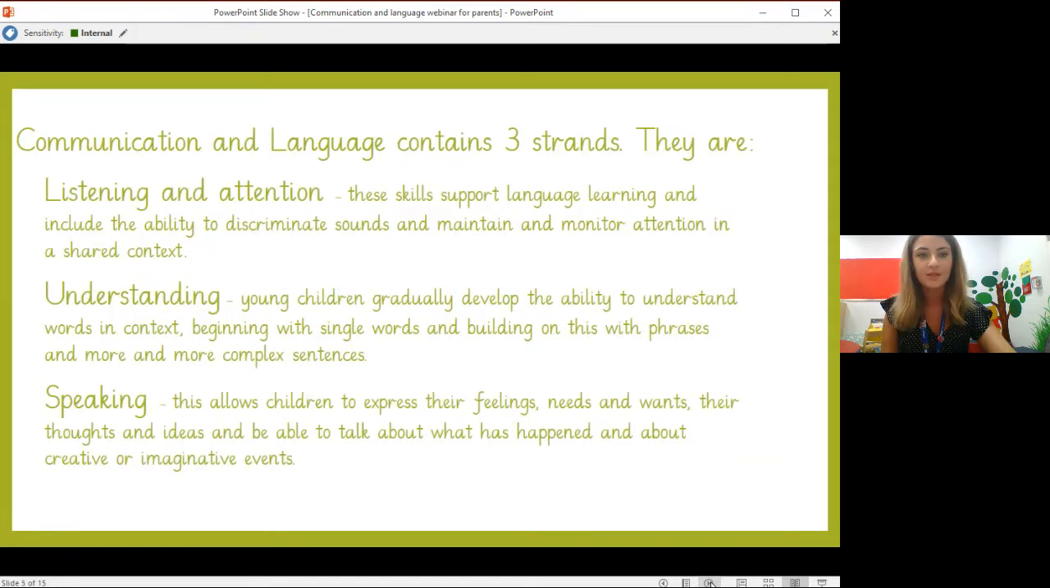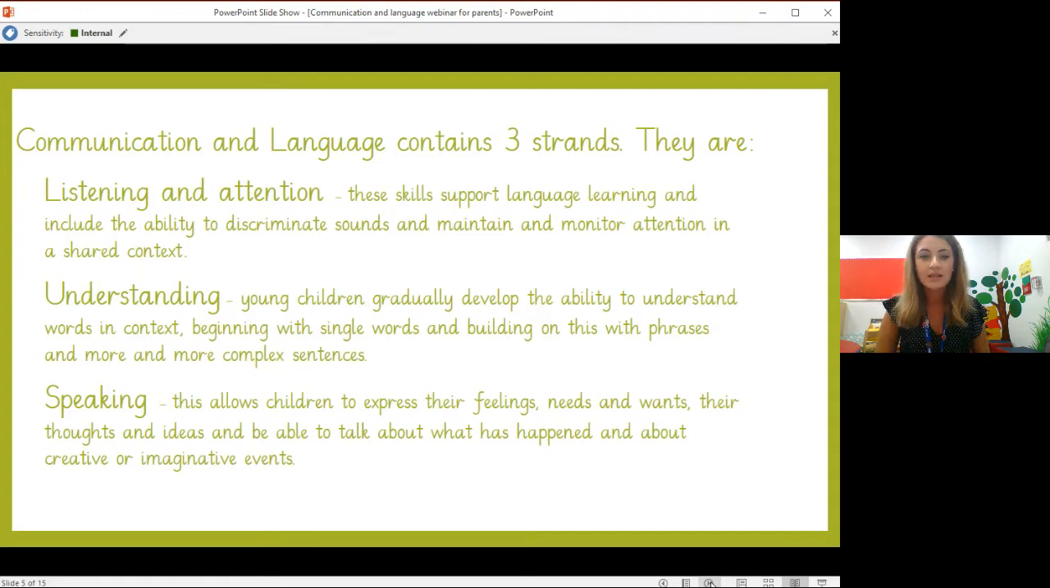So communication and language contains 3 strands: the listening and attention. These skills support language learning and they encourage and include the ability to discriminate sounds and maintain and monitor attention in a shared context. So that's when the children are listening attentively in a range of situations. They listen to stories, they anticipate key events and respond to what they hear with relevant comments.